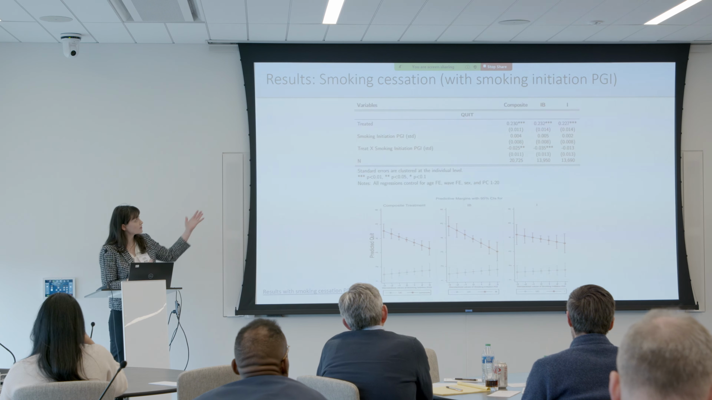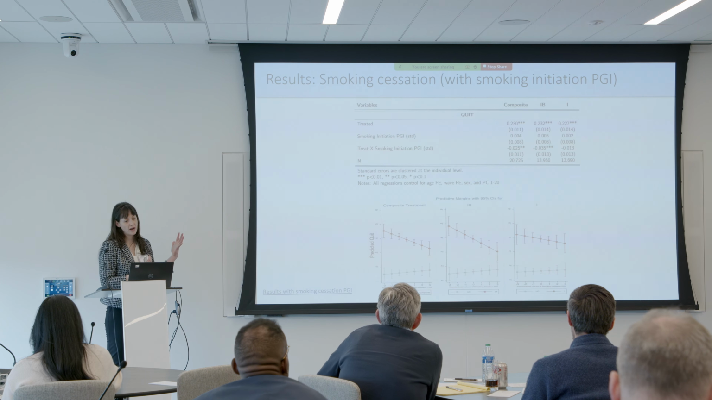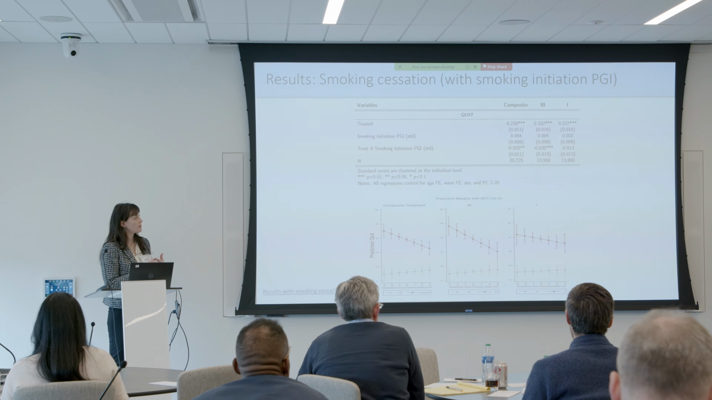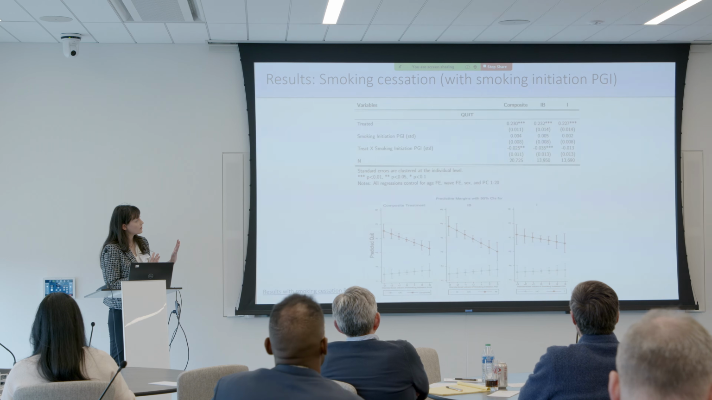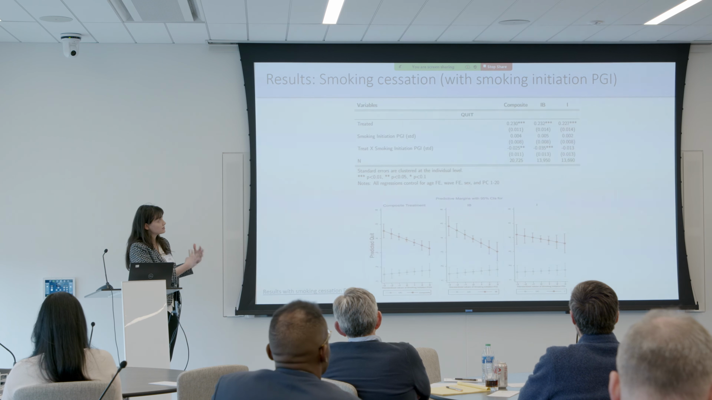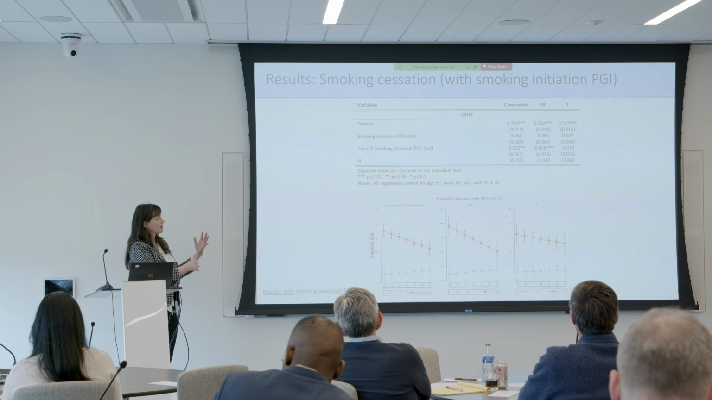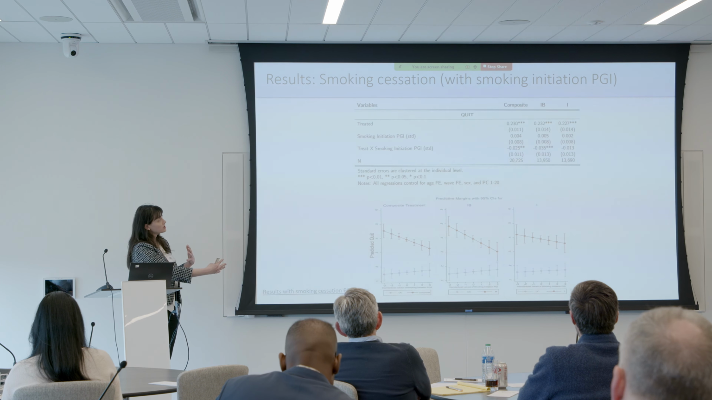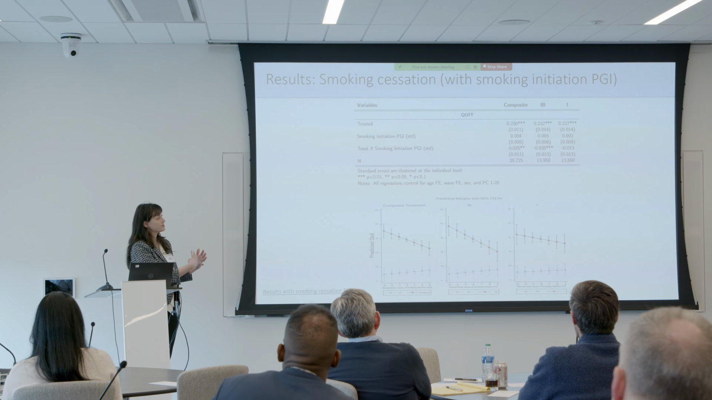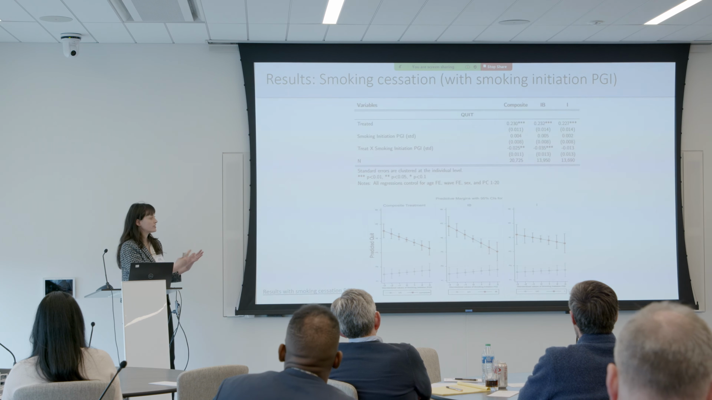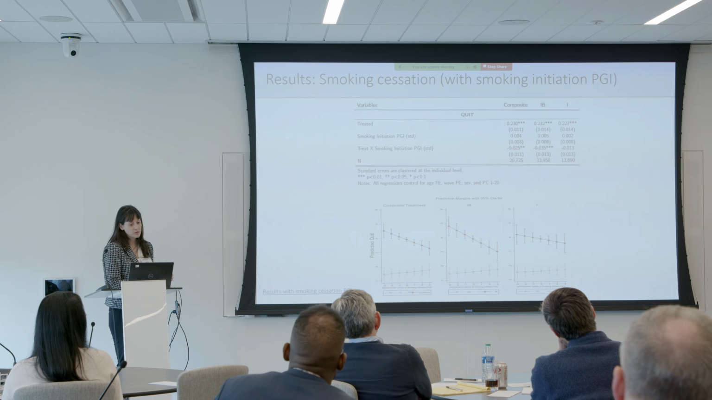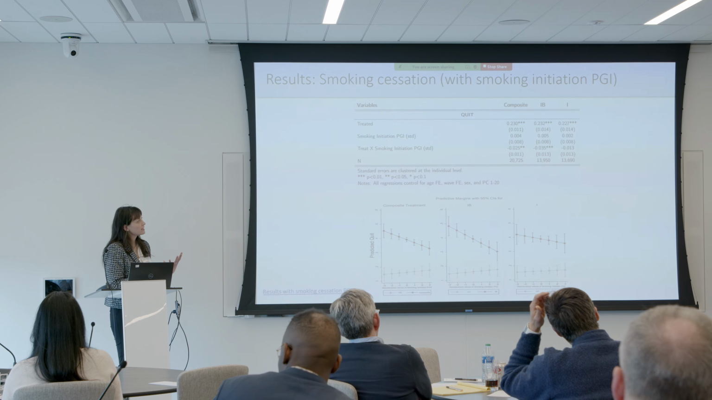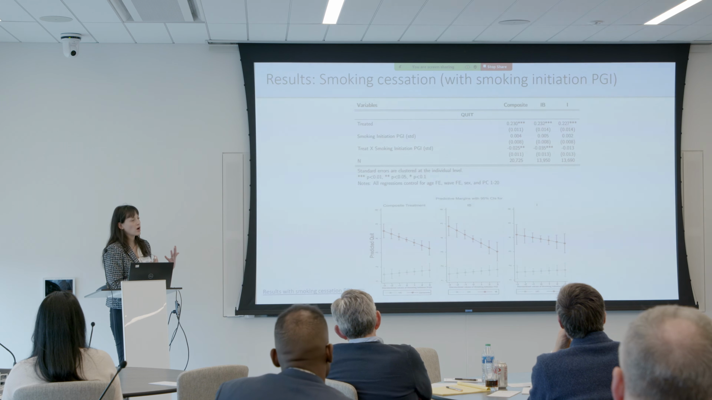Here you see that on average, if you were treated, you were about 23 percentage points more likely to quit. However, if you had a high smoking initiation PGI, for every 1 standard deviation increase in that PGI, you were about 2.5 percentage points less likely to quit. So high PGI individuals had a harder time quitting than low PGI individuals. And it seems like this is in part being driven by the bronchodilator group, which is kind of interesting.